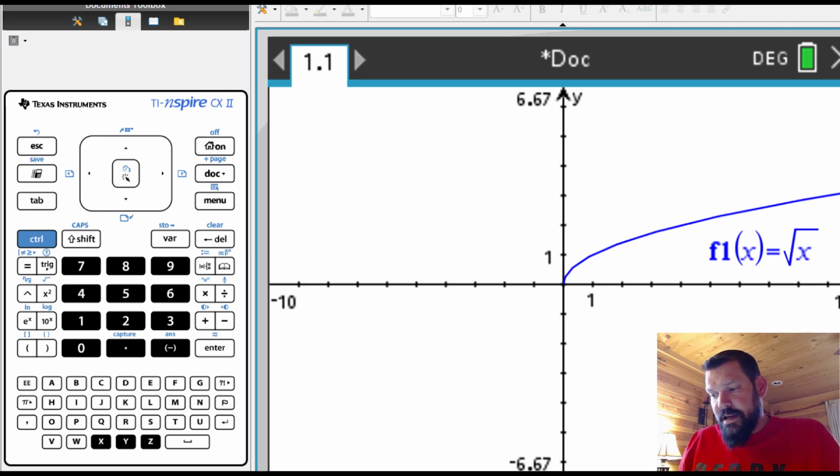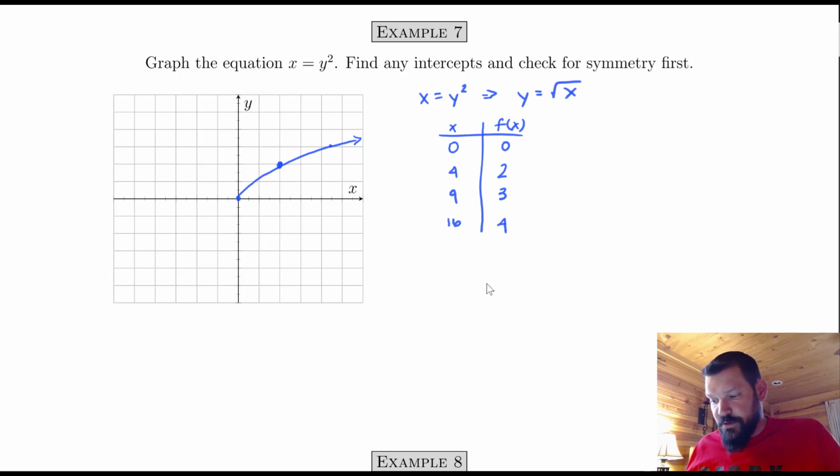y-axis symmetry. And if we drew the line y equals x through the origin, again, it's not going to correspond to anything. There's no similarity on either side of the line, so it does not have origin symmetry. So this graph has no symmetry whatsoever.